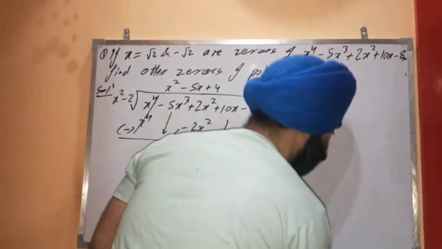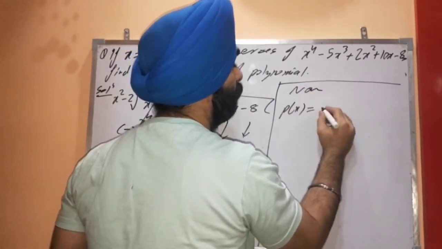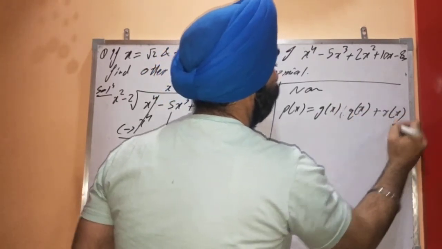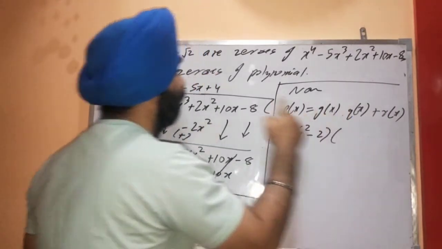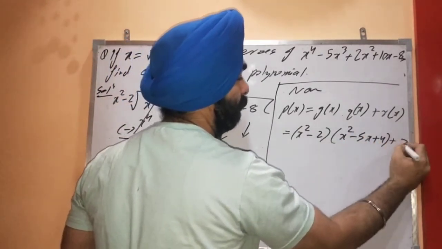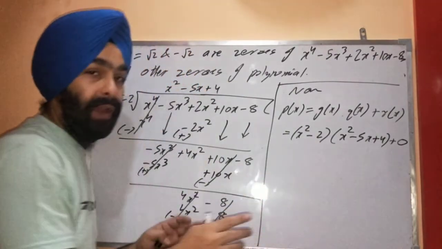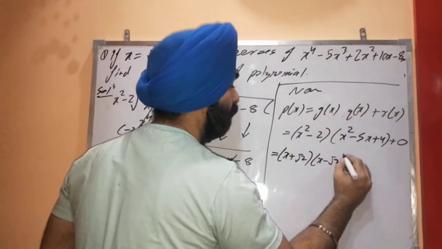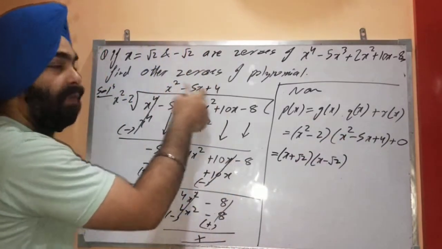So now, what do we have? We have px is equal to gx into qx plus rx. Now I will substitute all the values. The value of gx is x square minus 2. The value of qx, which we have got, is x square minus 5x plus 4, and the value of the remainder is 0. Right? We already know that x square minus 2, when we factorize it, comes out to be x plus root 2 and x minus root 2. We are just required to factorize this new polynomial which we have got as the quotient.